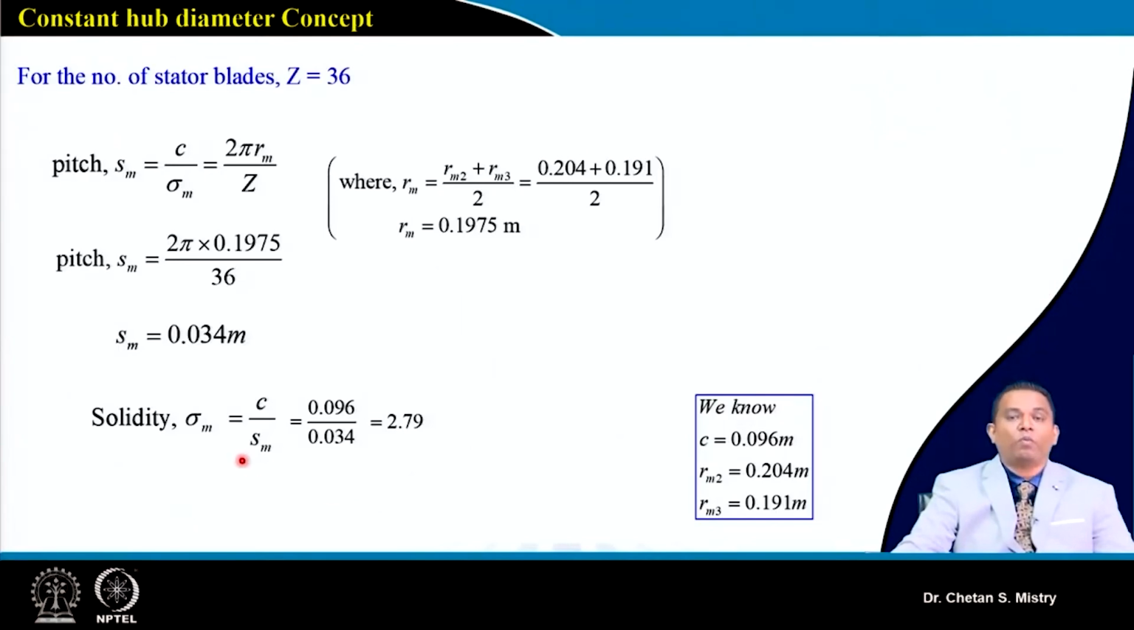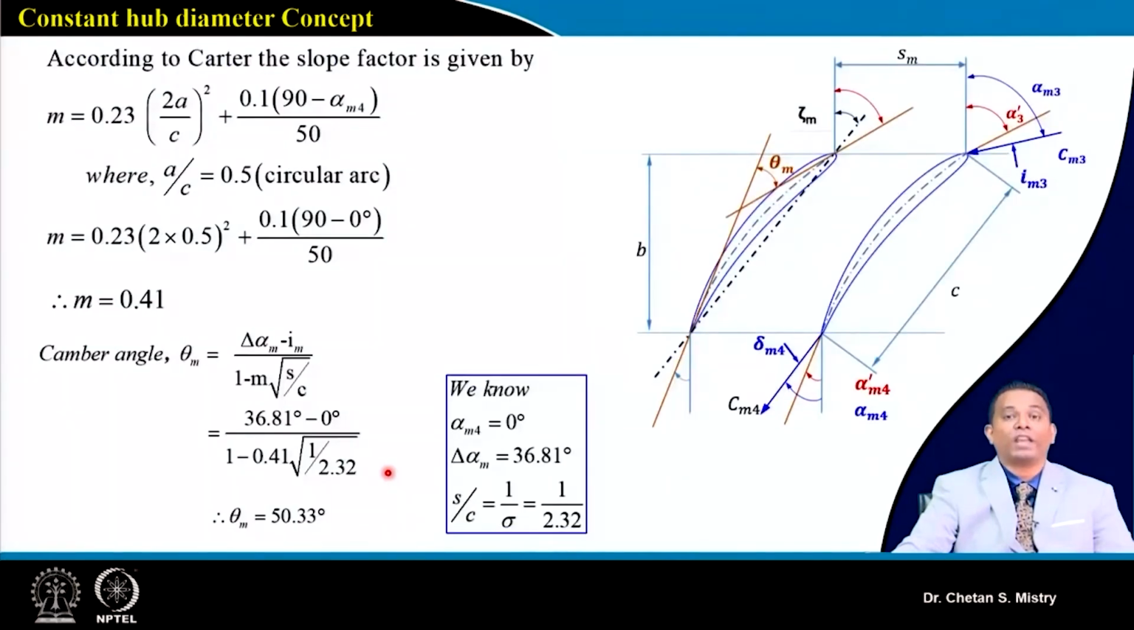Once we know our number of blades, say for the earlier design we had taken 36 blades for the stator, we configure the same number of blades here. If we select that, we have a pitch of 0.034 meter, and my solidity at the mid station is coming 2.79. Now we can calculate our blade parameters based on Carter's M factor, which is coming 0.41.